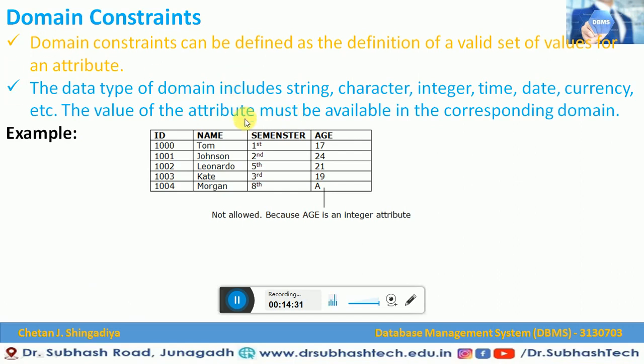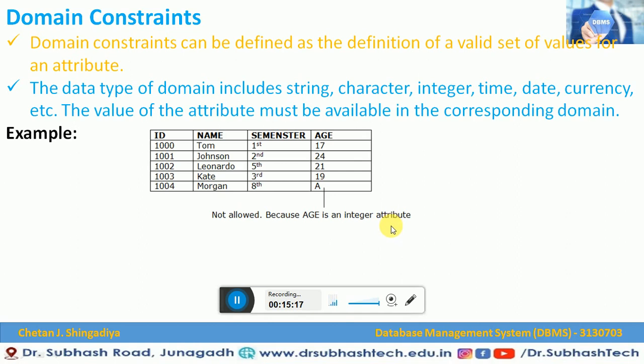So what they are saying in this example, here you can see in this table, we have taken 4 columns. One is ID, another one is name, then semester and age. We know that ID is always an integer or a number. Name is always a varchar or varchar2. Semester is always a number, and age is always an integer or a number. In this table, you can see in the age column, the last row age is represented with a. That means it contains a character value, which is not allowed, because age is an integer type of value.